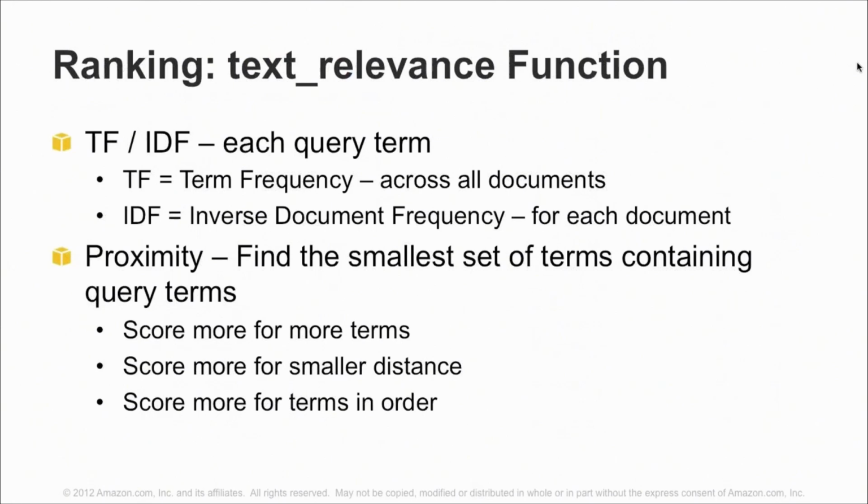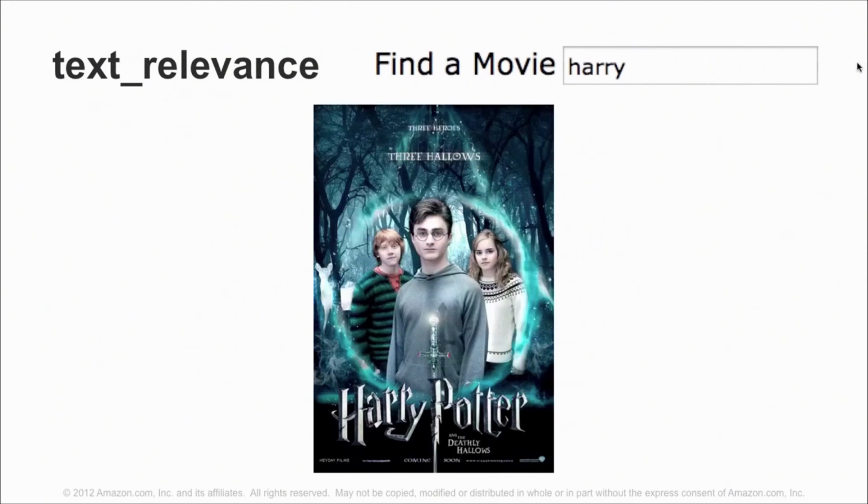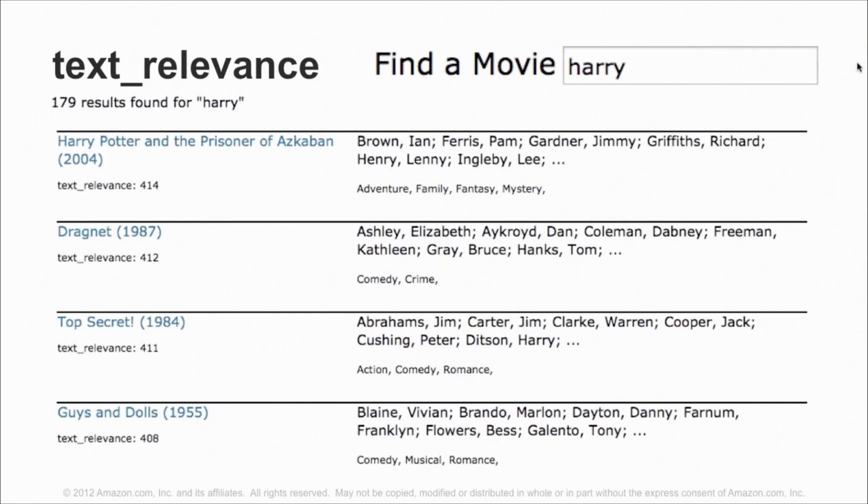Okay, we're going to move into an example of text relevance now. So if I'm thinking about Harry Potter and the Deathly Hallows, I might come to my search box and type Harry. If I do that, I get a number of responses, 179 results, including Prisoner of Azkaban, which is nice. But then we have a number of other movies which are a little bit confusing: Dragnet, Top Secret, Guys and Dolls. And these are coming up because of matches in the actor field.